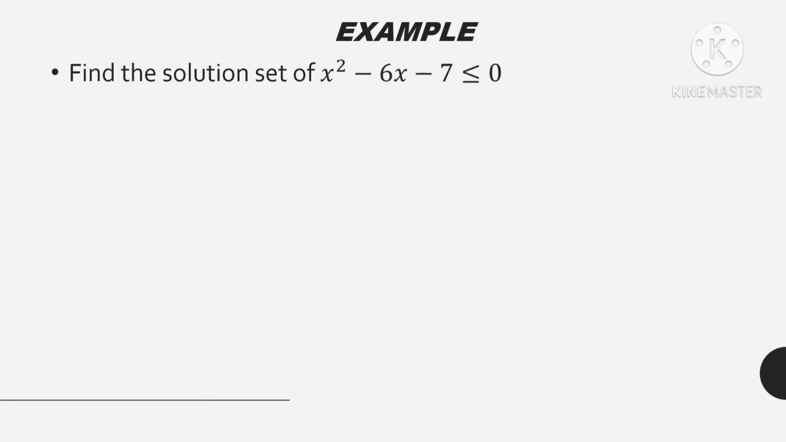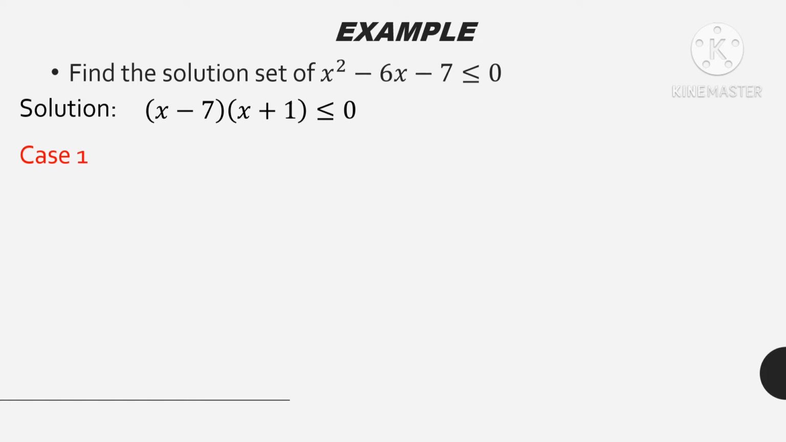Let us have another example. Find a solution set of x squared minus 6x minus 7 is less than or equal to 0. Same, we have to factor the quadratic expression x squared minus 6x minus 7. So, the factors are x minus 7 times x plus 1 is less than or equal to 0. So, we have two possible cases kasi less than 0 daw.